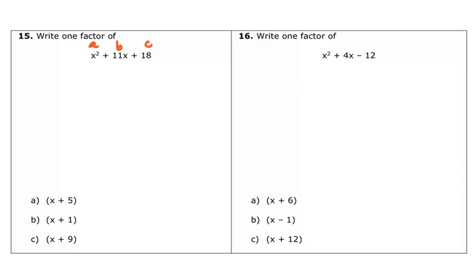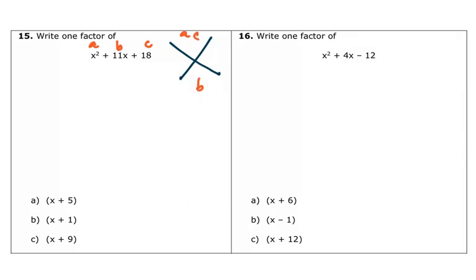I also cannot take my answer choices and double distribute to check if it works because I don't have a second term in these here. So in this one here, what is one factor of this? We have no choice but to actually factor it. Some of you already started.